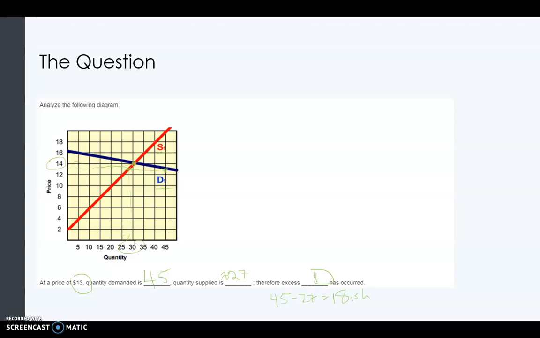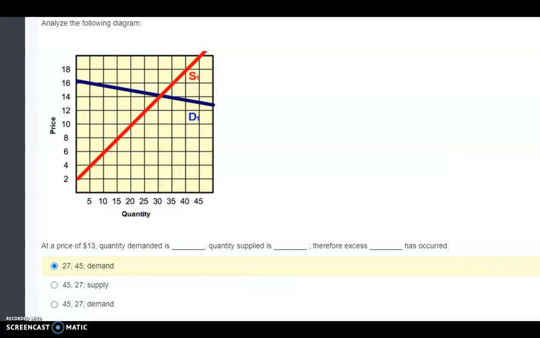Okay? Now let's apply this as a multiple choice situation. We said quantity demanded at 13 is like 45. So we know this answer isn't correct because quantity demanded comes first. So it could be either of these following two answers. We can apply our next bit of reasoning, but both of them say 27, that's okay. So now we just need to know, is excess supply or excess demand the case? We see demand is further to the right, so it's got to be excess demand. That is going to be our answer.